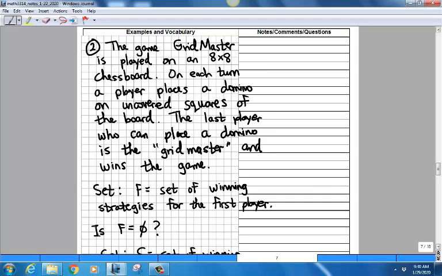And so again, what we're interested in is, are there winning strategies? All right, try playing this one again, but don't try 8x8, because how many moves is that going to involve? A lot, right?